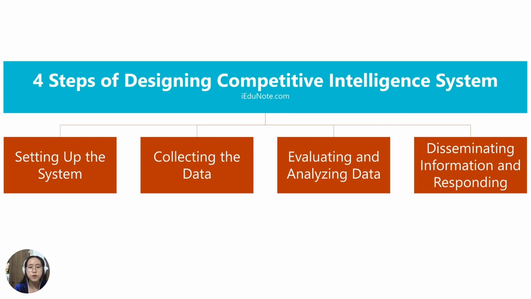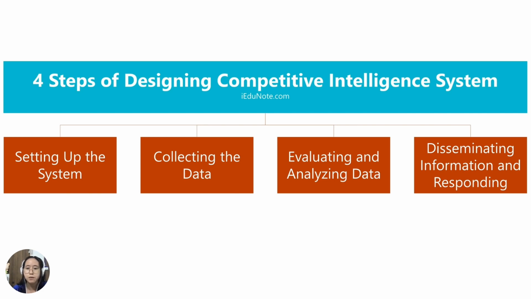So the first step is setting up the system. In this very first step, you first identify the type of competitive information that you need. Next, you locate the source of such information, and finally, you assign responsibility to a person for managing such a system. So the second step is collecting the data. In the second step, you go for collecting the necessary data.